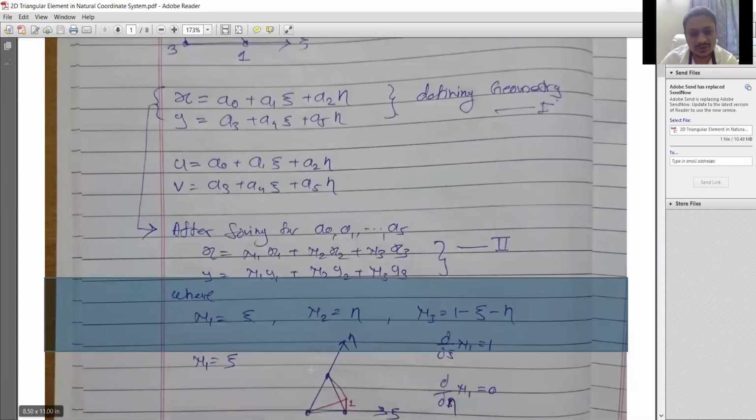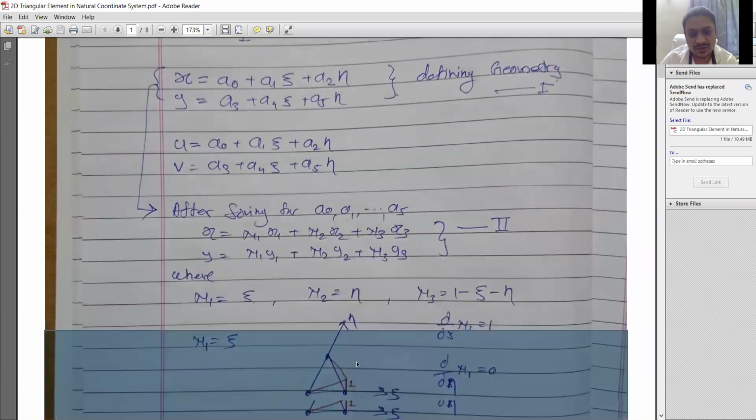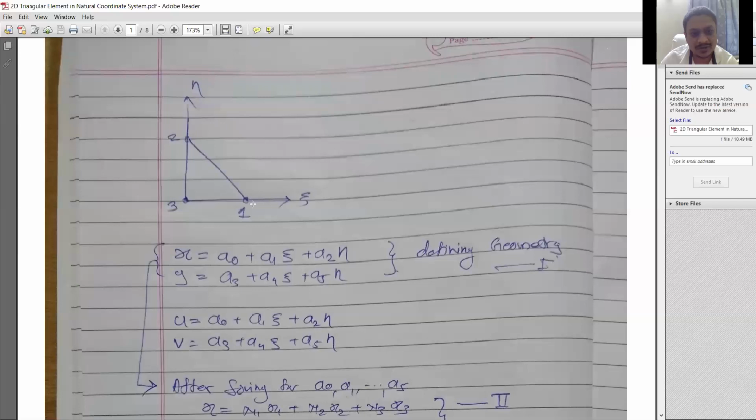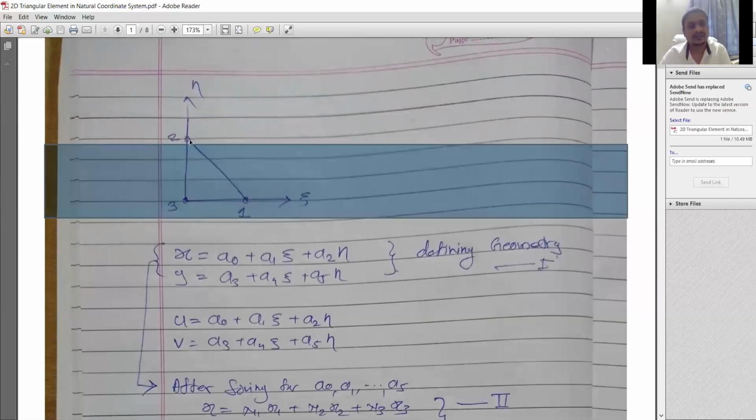Now, how is this working? If you plot the variation of shape function N1, here I have drawn the xi axis, here the eta axis, and here the triangular element. If I substitute the values of xi and eta in N1, N1 is nothing but xi. At node 1, the value of xi is always 1. Remember, here the value of xi is 1 and here the value of eta is 1.